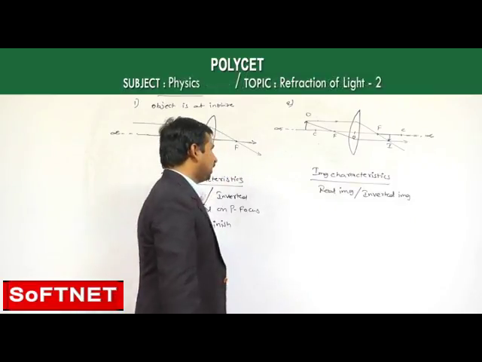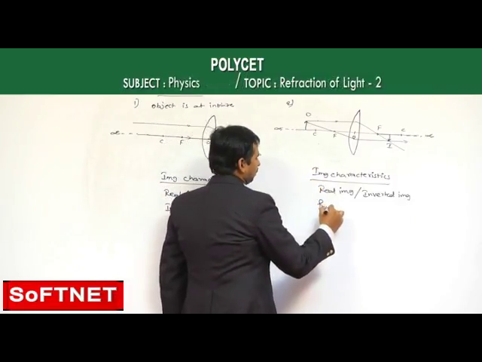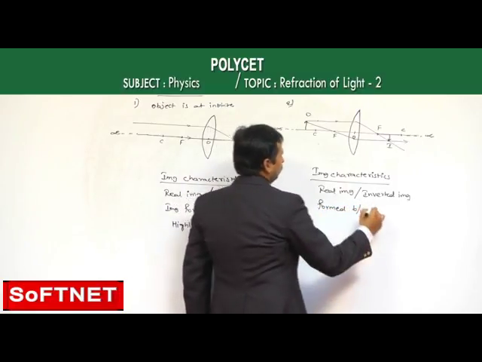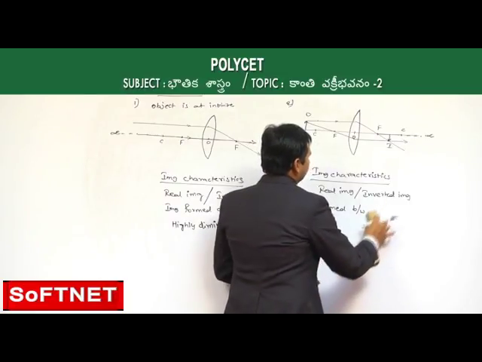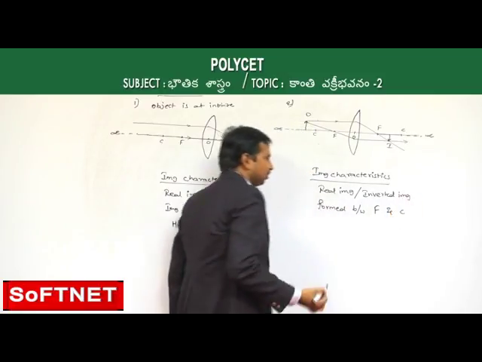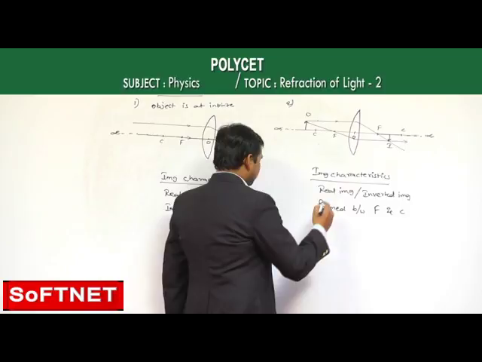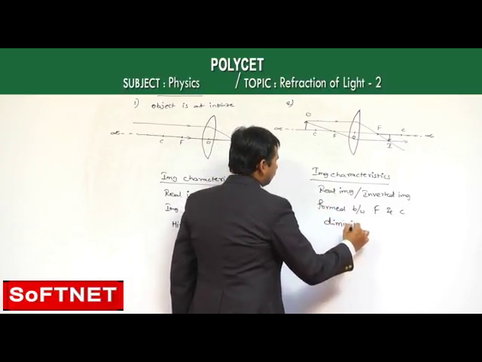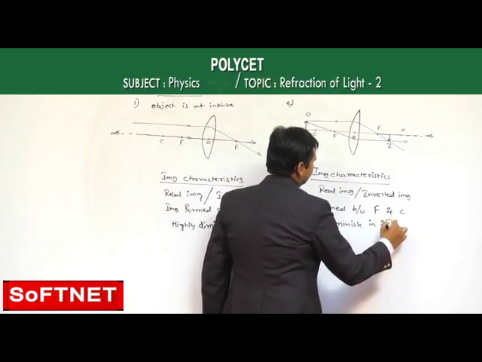And the next one, the image position, actually it is formed between F and C, that is, between principal focus and center of curvature. And the next one, it is of diminishing size, if you see the size, but not highly diminished, that is diminishing size.